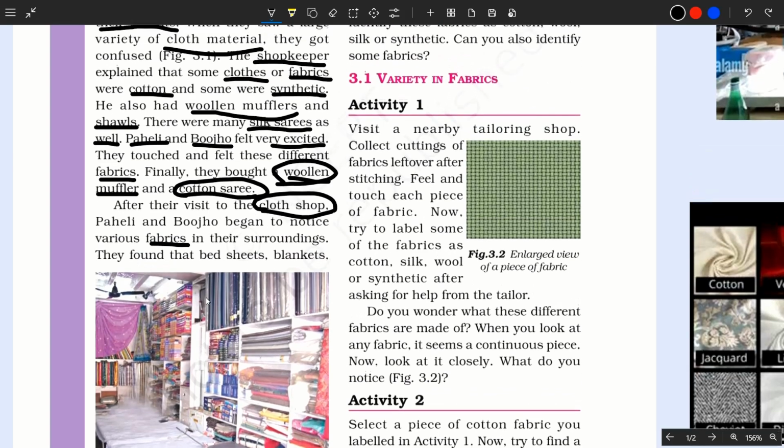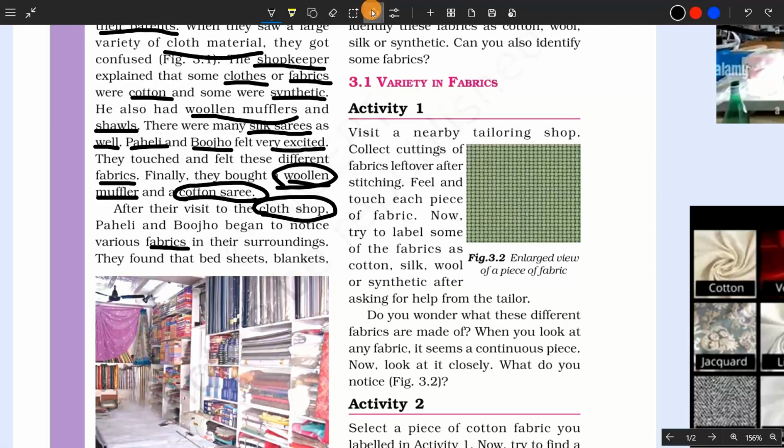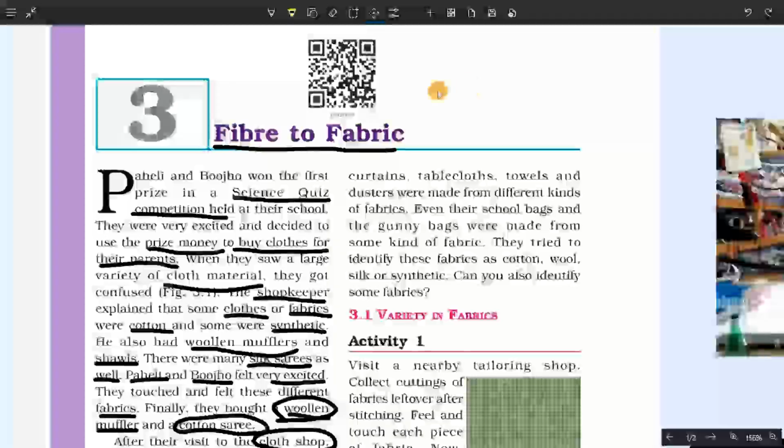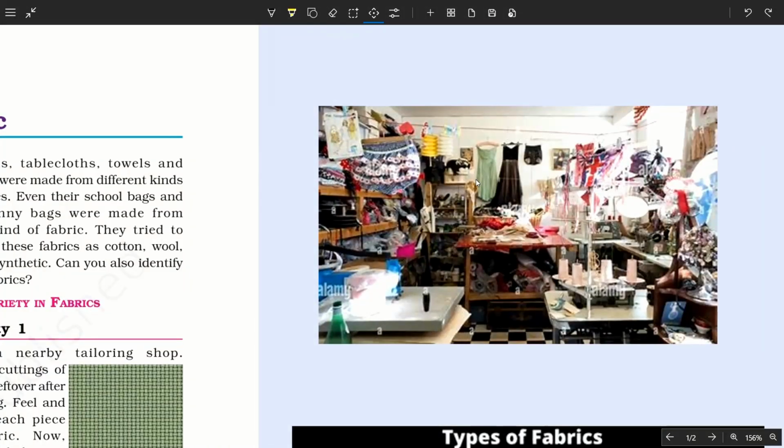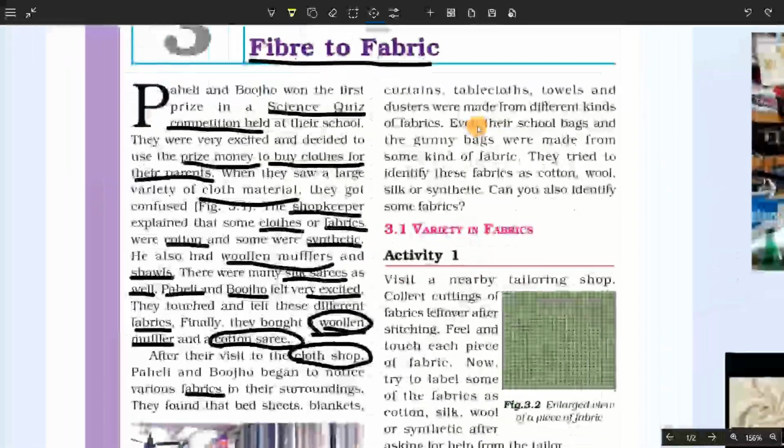I will show you a picture. Okay, here there will be a shop. When you enter the shop, you can see the different types of clothes. Here also you can notice it.